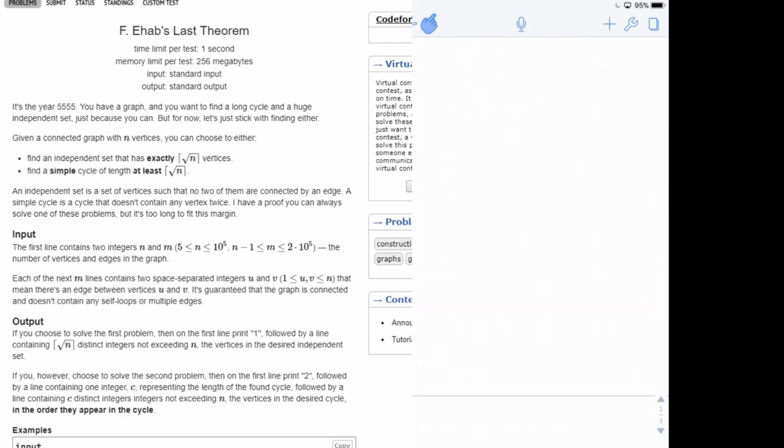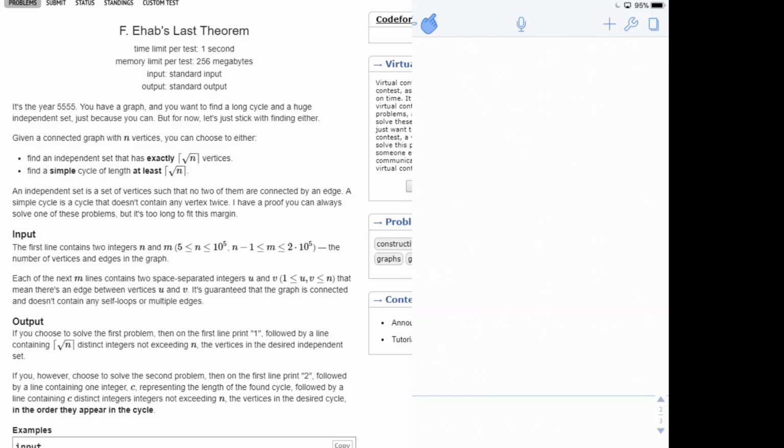So what we'll do is, when we have our graph, we will take the node with the smallest degree, and we will put it into our independent set. We'll say, we're taking this, we're putting it into our independent set, and we'll delete all its neighbors. We will then repeat this process over and over again. Eventually, the node with the smallest degree will have a degree of at least square root of n minus 1.